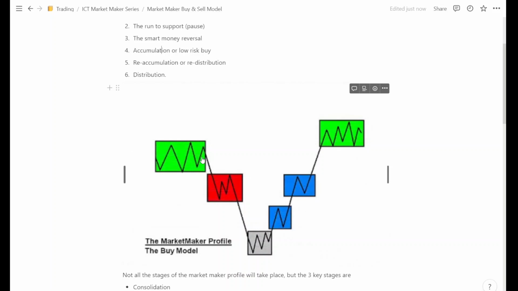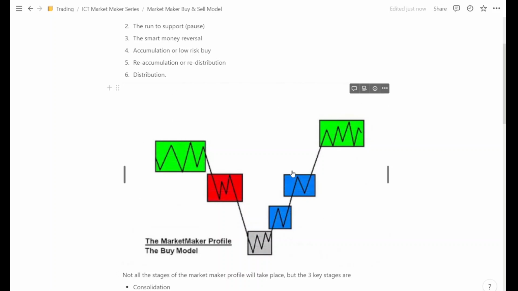For those that do not understand the buy model, you think that this is an impulsive move, this is a displacement, and then maybe there is a liquidity sweep here, you want to go short, but price basically consolidates a little bit at that level and then shoots up aggressively to take out the initial high. So this is the market maker buy model.